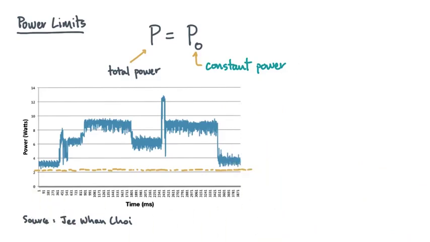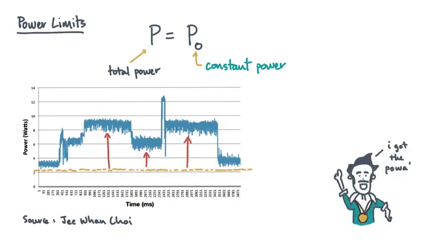Now, suppose a computation runs. Depending on what parts of the system it's using, the power above and beyond constant power will fluctuate. Let's call those fluctuations dynamic power. Well, maybe not that dynamic.